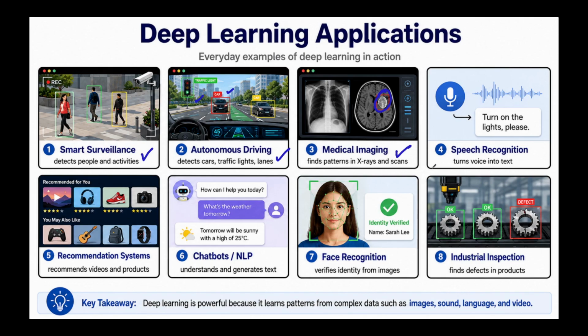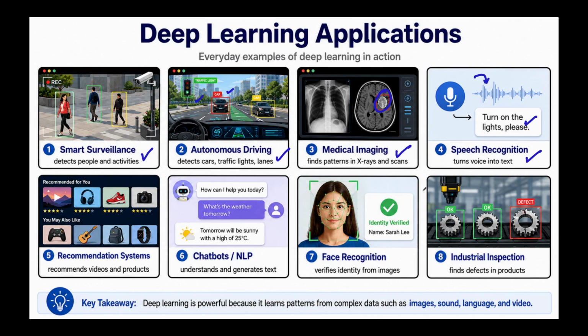The fourth one, speech recognition. When we say "turn on the lights" or "call my friend," our phone or smart assistant converts our voice into text. Deep learning models learn patterns in sound waves and convert them into words. This is used in voice assistants, transcription tools, call centers, and language learning apps.